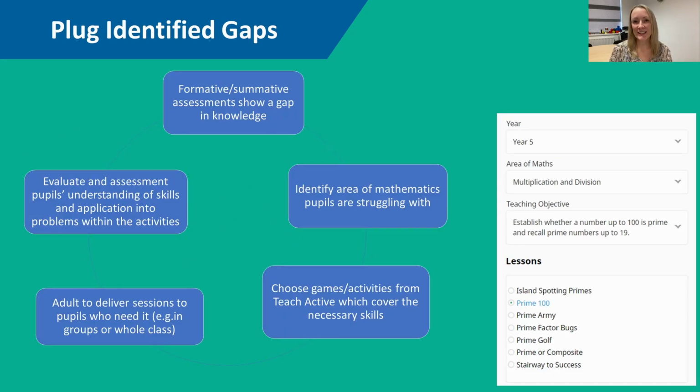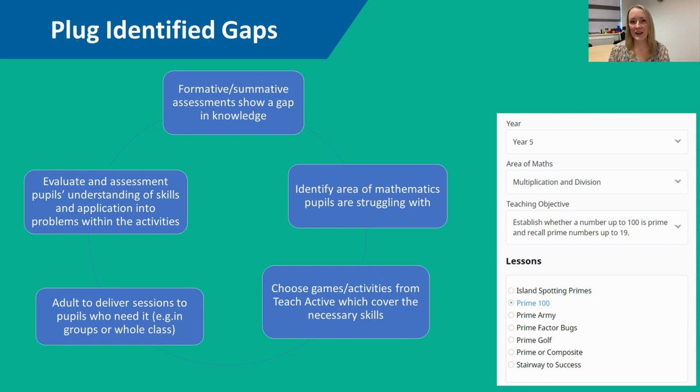Once we have completed our assessments and identified any gaps in children's knowledge and understanding, we can use the Teach Active activities to plug any identified gaps that we have found. We can use our filtering tool again to find the suitable activities. So you can see on the screen that I have filtered for Year 5, multiplication and division, and then prime numbers is the area that I want to work on.